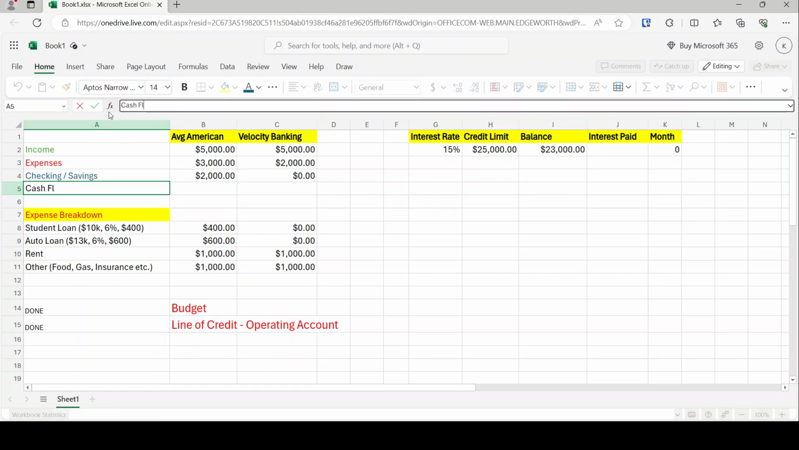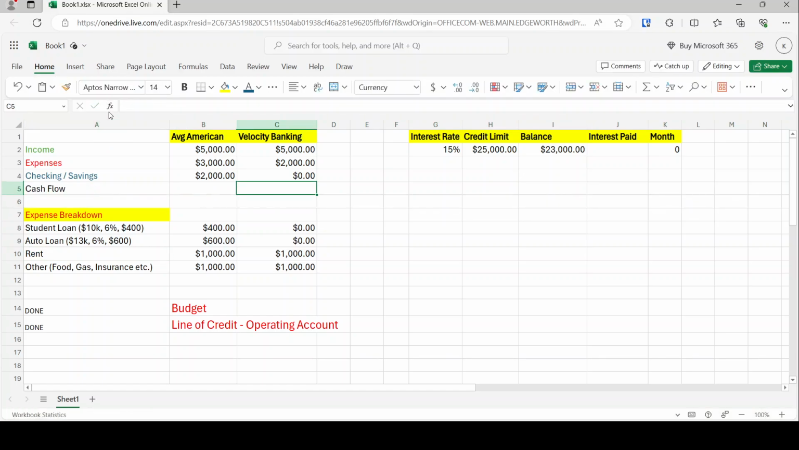And cash flow will just be income minus expenses. So it's going to be 3,000, okay? And so what's going to happen is that every single month, this balance is going to go approximately down by 3,000. Okay, so the way that we do that is we sum up these two and then minus it by our cash flow.